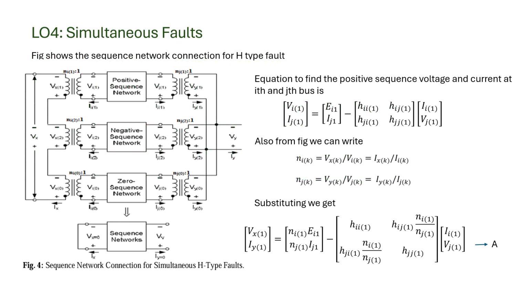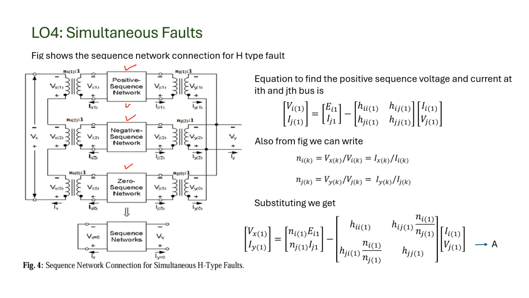Now let us have some equations. So this figure here gives the sequence network connection for simultaneous H type of fault. Now here we are considering, say, LG fault at the input port and one conductor open type of fault at the output port. So these are, as already told, the positive sequence two port network, negative sequence network, and zero sequence two port network. They are in terms of H parameters.